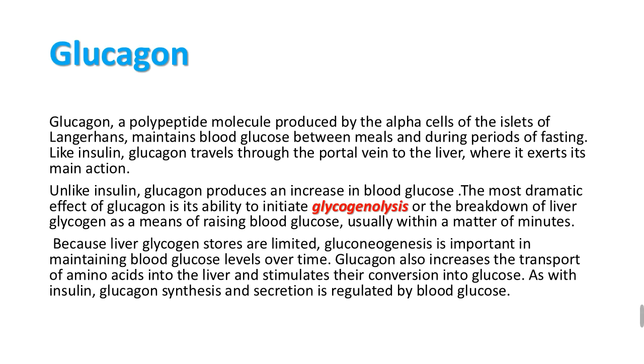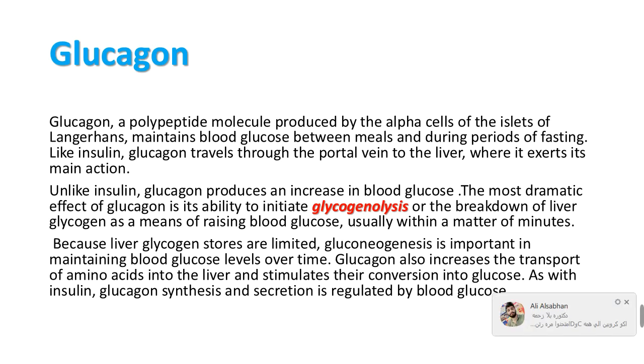The most dramatic effect of glucagon is its ability to initiate glucogenolysis, or breakdown of the glycogen in the liver. The most important action of glucagon in maintaining normal blood glucose between meals and during periods of fasting is by increasing blood glucose level. By what? By glucogenolysis. How? It will act on the liver cells to break down the glycogen in the liver as a means of raising blood glucose. Okay? Usually within a matter of minutes.